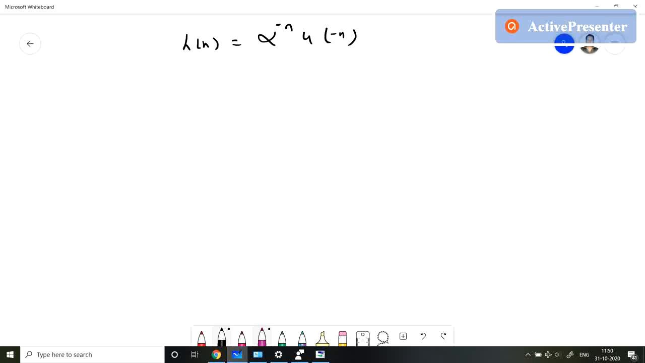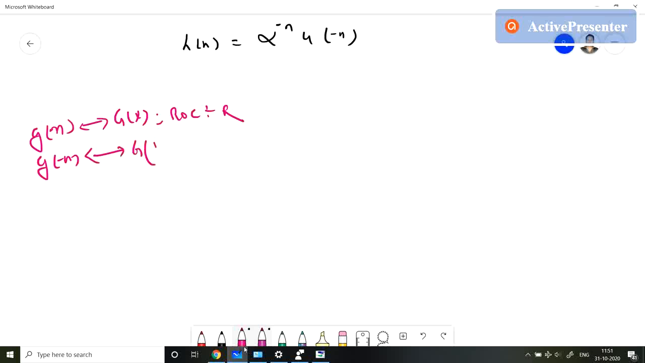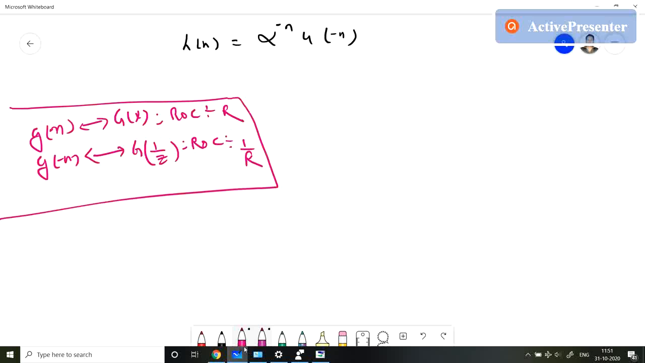So we can apply the time reversal property. According to the time reversal property, if g[n] has z transform G(z) and the ROC is R, then for g[minus n], the z transform is G(1 by z), and the ROC is 1 by R. So this is the time reversal property we can apply.